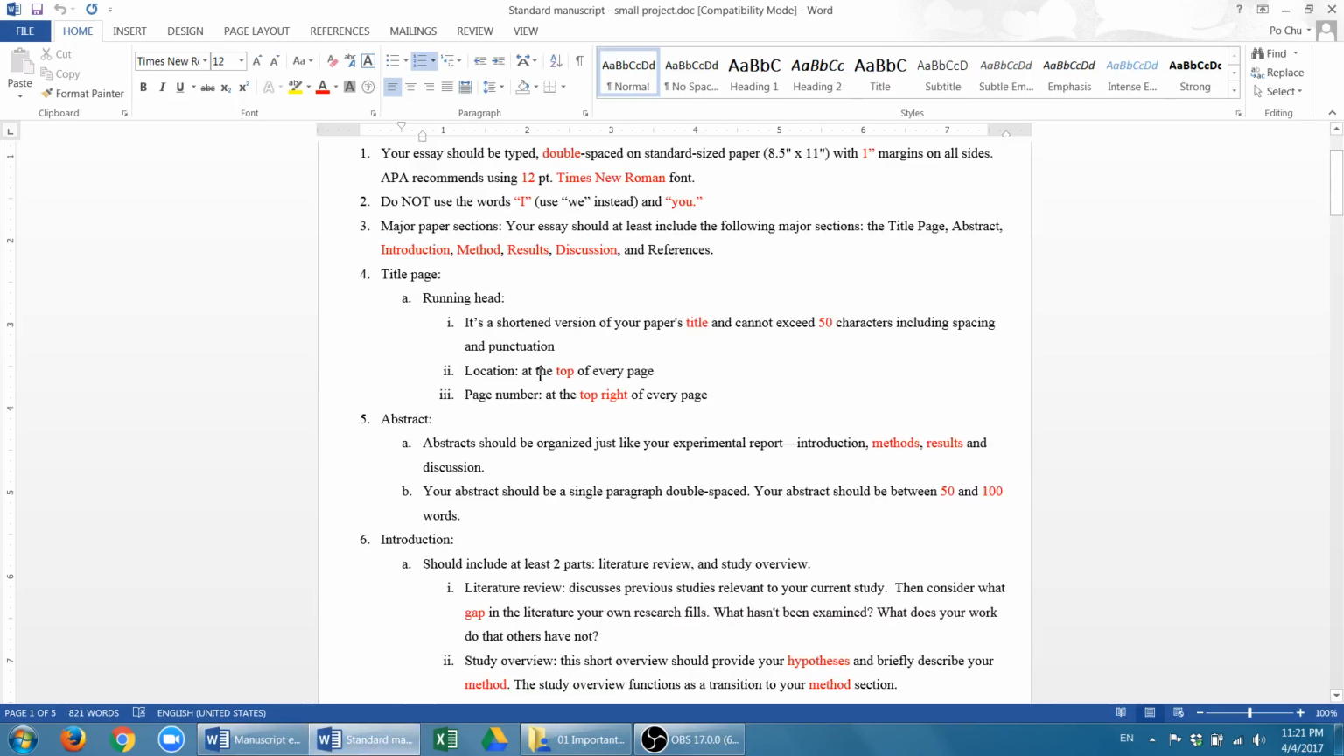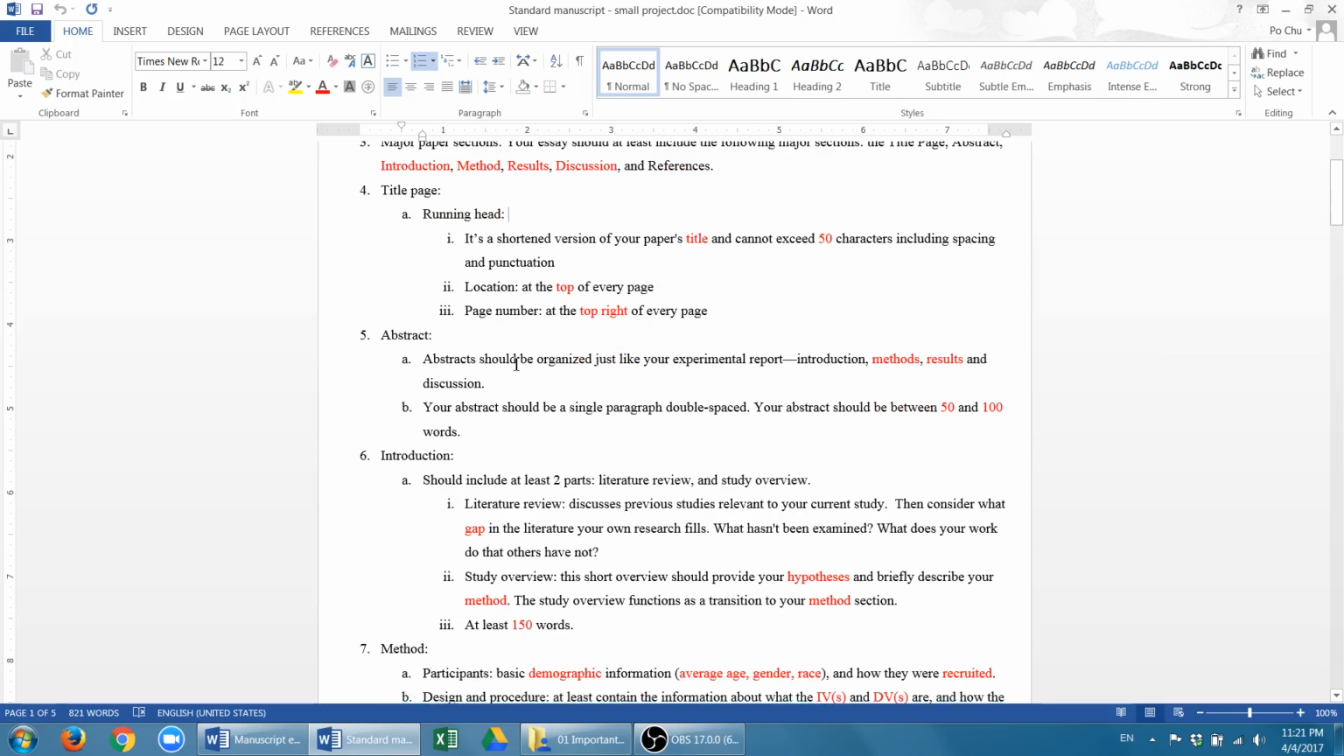Okay. Now, running head is a shortened version of your paper's title, cannot exceed 15 characters, including space and punctuation. Location: top of every page, page number, top right of every page. Now, abstract. Abstract should be organized just like your experimental report, including introduction, methods, result, anticipated result, and a brief discussion. And it's a single paragraph, double spaced, should be between 50 and 100 words. No more than 100 words, please.